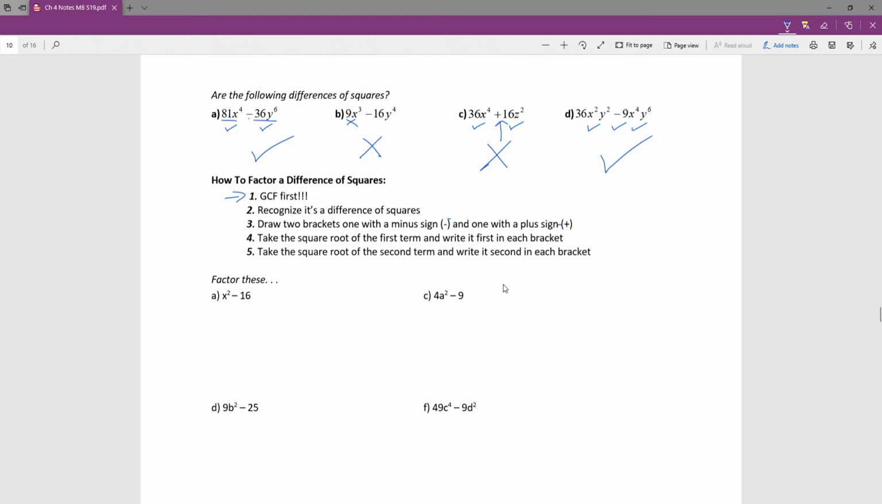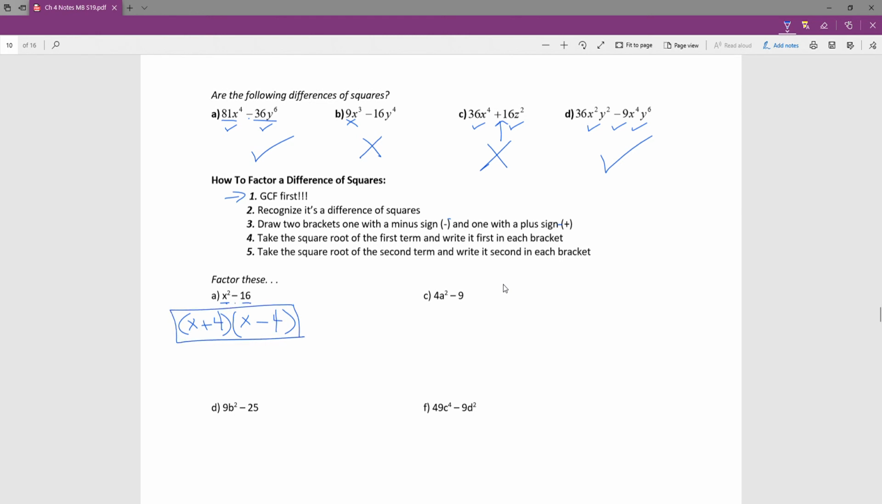So let's try this. First, A, we've got x squared and minus 16. So perfect square, minus sign, so it fits. We slap down two brackets. One bracket's going to get a positive, one bracket's going to get a negative, and these brackets should be identical if we fit our pattern, right? So the square root of the first term would be an x. The square root of the second term would be a 4, and we're done.